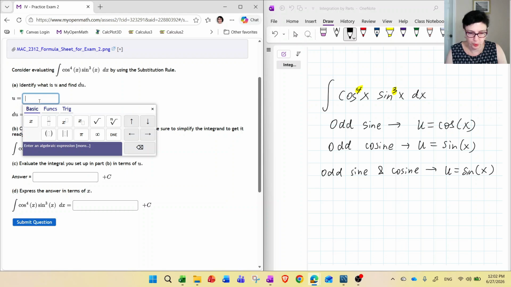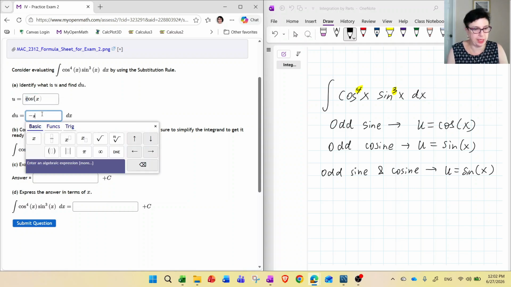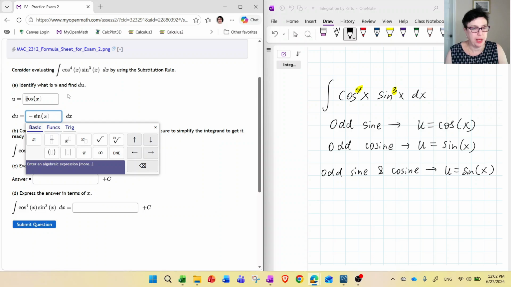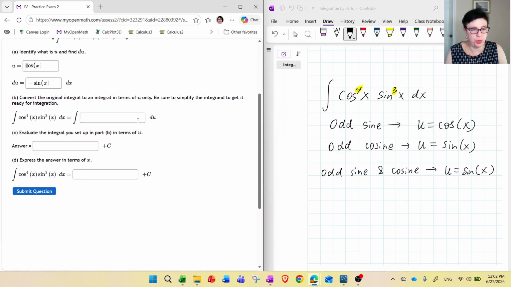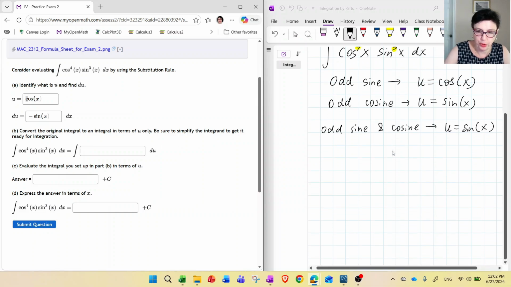So we're just going to put u equals cosine x over here, and hopefully you remember that when you take the derivative of anything that starts with a c, it's negative. So du will be negative sine. All right, so next what we need to do is express our integral in terms of u. So how do we do that?